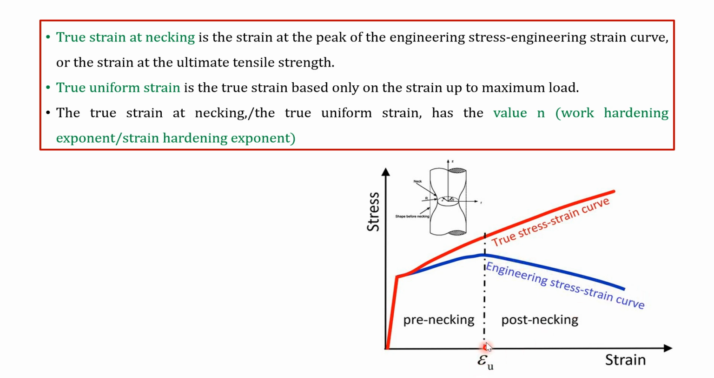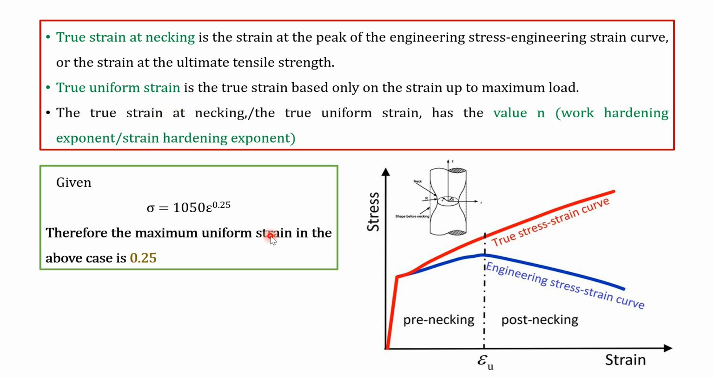The strain value corresponding to ultimate tensile strength or maximum load is known as the true strain at necking or true uniform strain. So, in an engineering stress strain curve, this particular point is called the ultimate tensile strength, and the strain value corresponding to that point is known as the true strain at necking or true uniform strain. And from theory, we know that if we have an equation like this, sigma is equal to K epsilon power n, at necking, the strain value is equal to n itself.